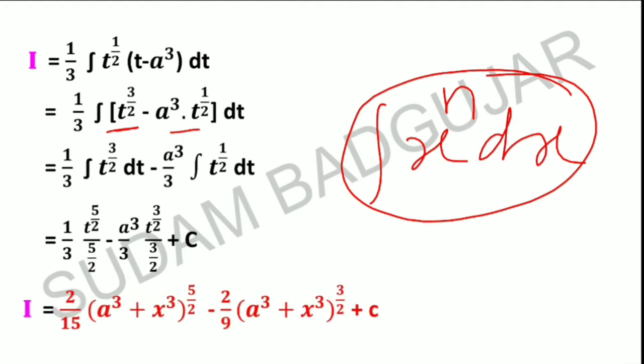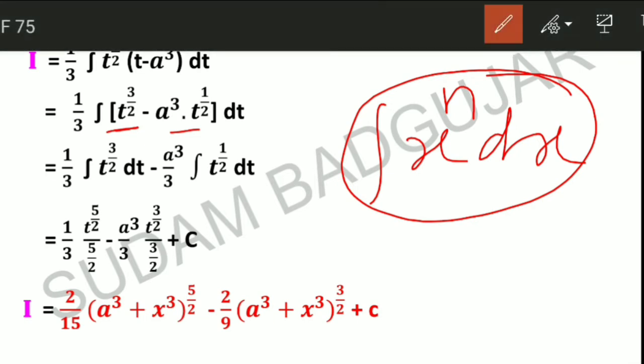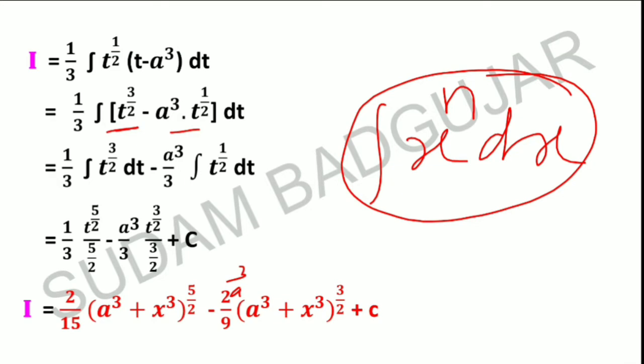You will get 2 upon 15 into t, what is t? a cube plus x cube, bracket raised to 5 by 2, minus 2 by 9 into a cube. Okay, a cube is missing here, you have to write a cube here. It is a cube, 2a cube upon 9 into a cube plus x cube, bracket raised to 3 by 2, plus c. Okay, this is the final answer.